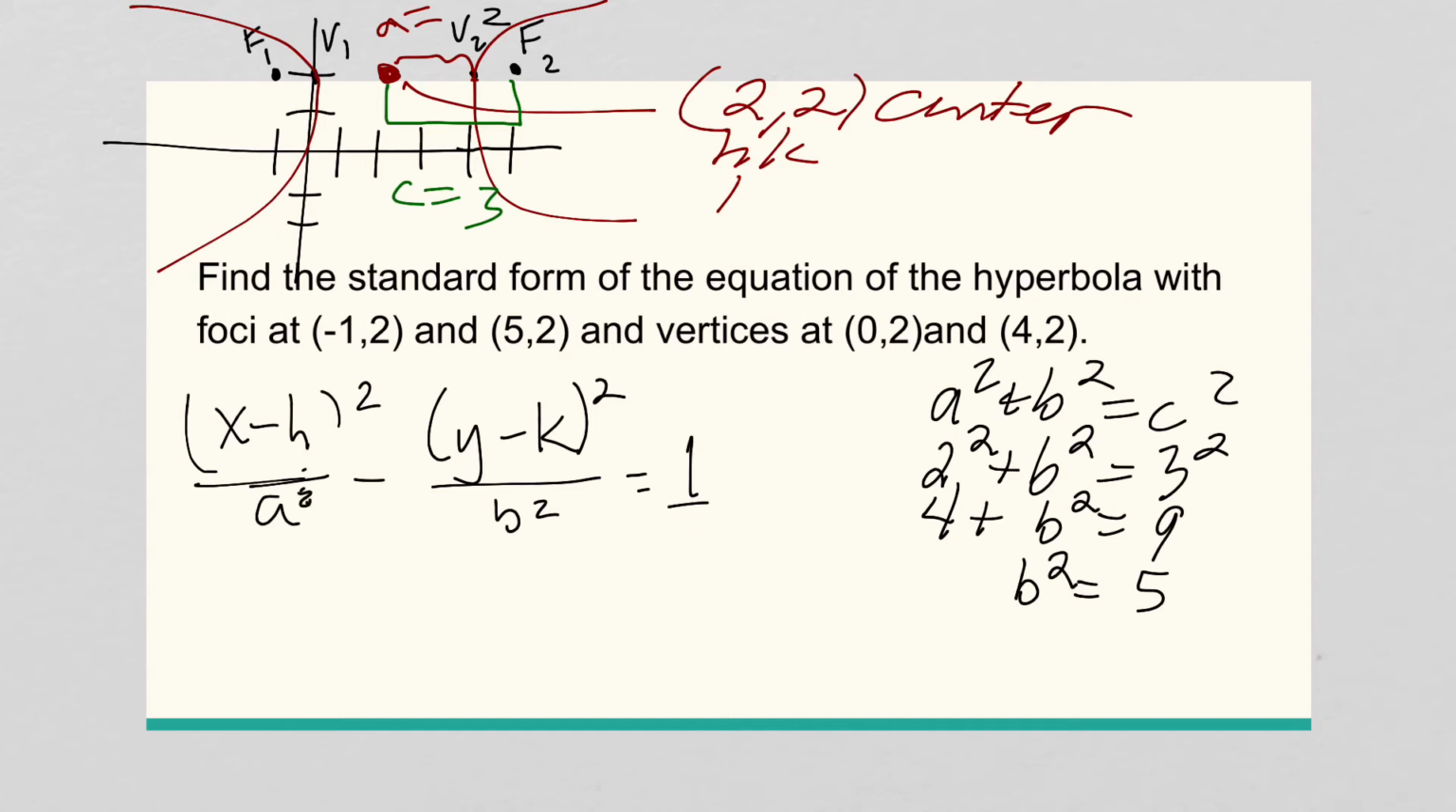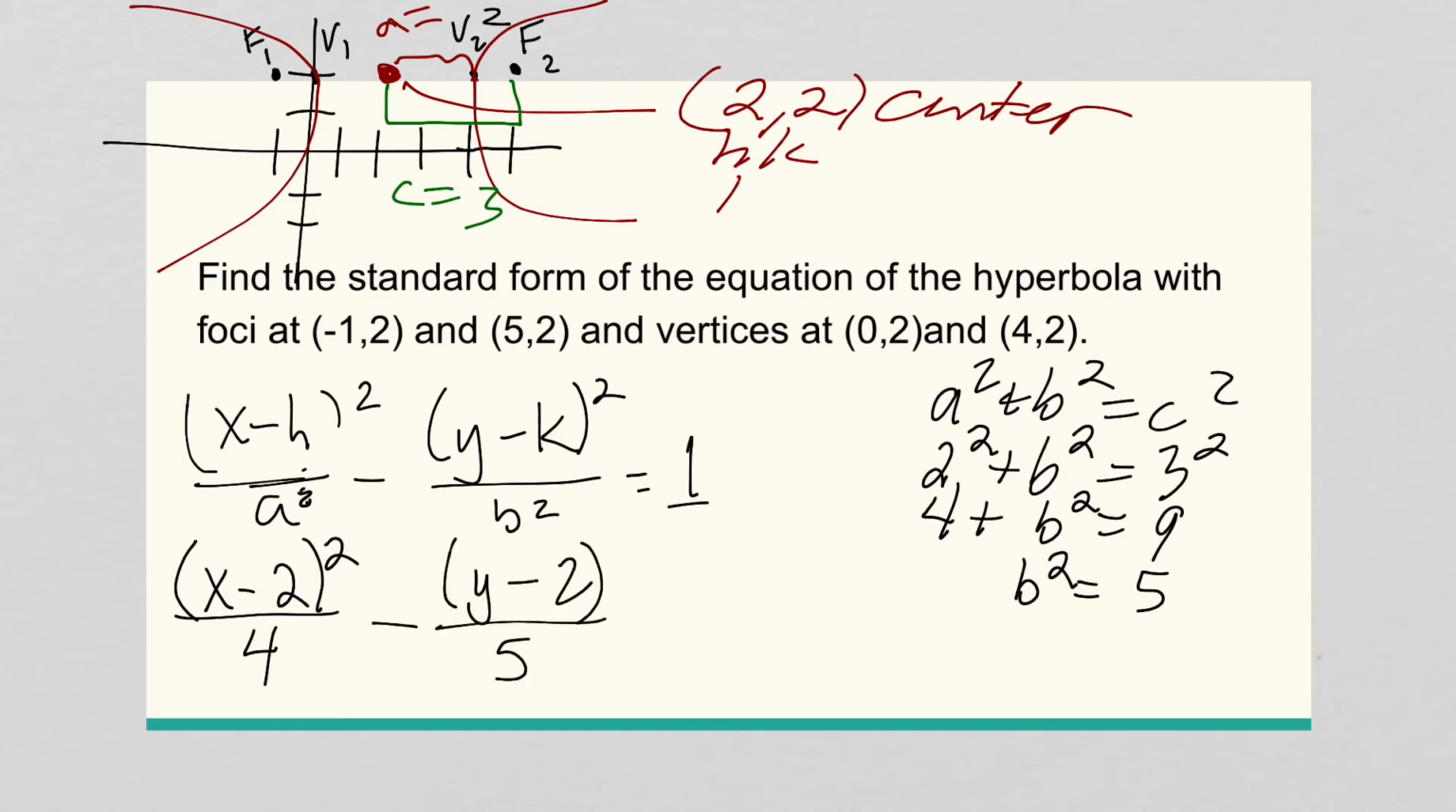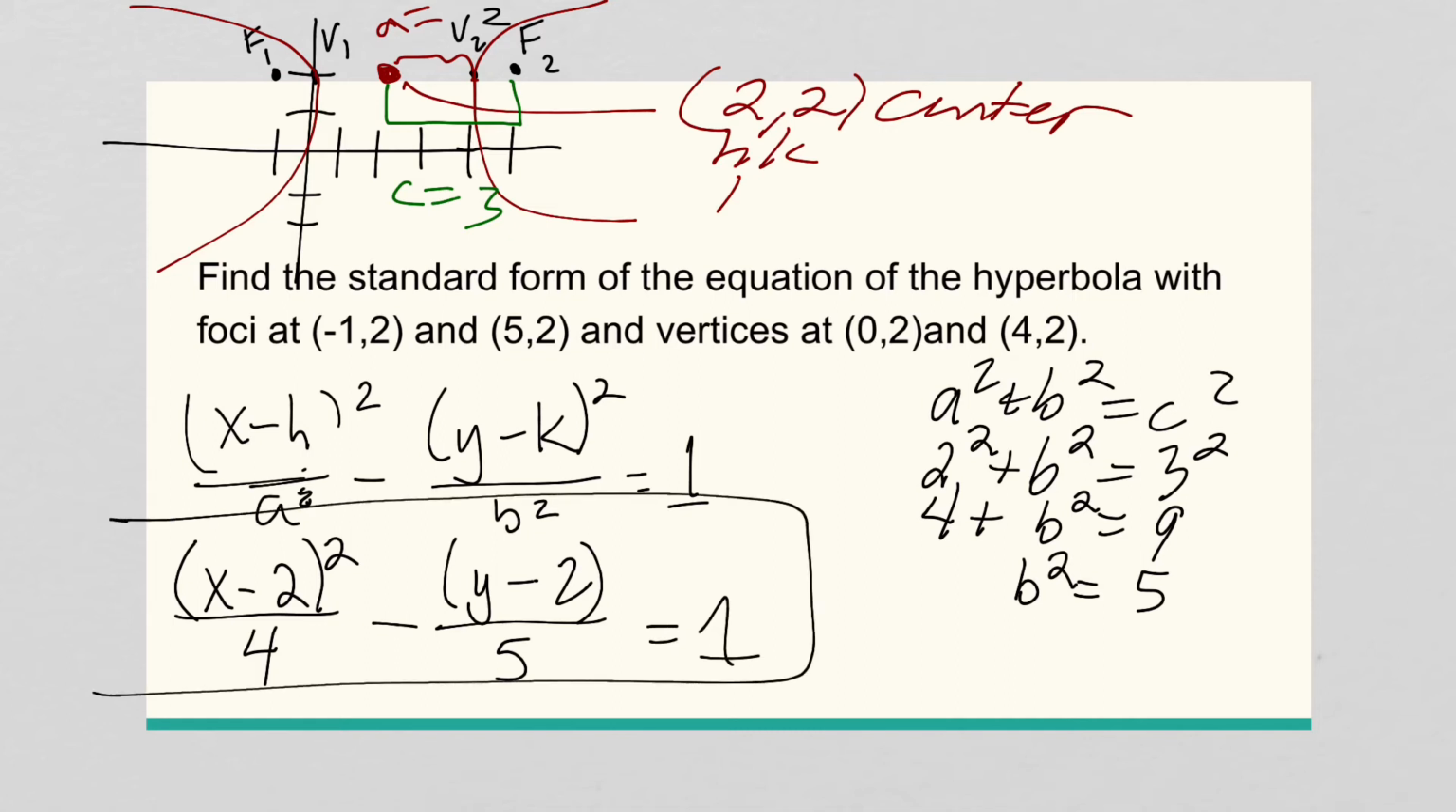So now, let's go ahead into our equation. So x minus, my h was 2, a squared was 4, minus y minus 2, my b squared is 5, to equal 1. So here's my standard form of that information that they're giving us.